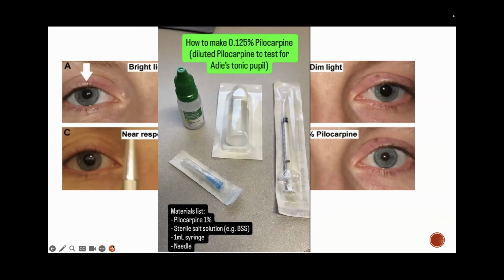After you dilute it, you get your 0.1% pilocarpine, and you can put it in the patient's eye, and immediately there will be a constriction of the pupil after some time, and that will give you your diagnosis of Adie's tonic pupil. Very simple to manage.